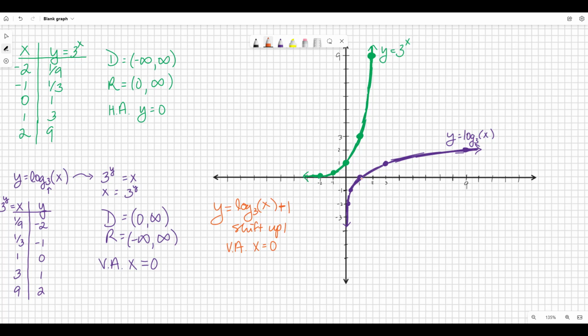Okay, so let me do the easier points first. So instead of 1, 0, we're going to be at 1, 1. And instead of 3, 1, it'll be 3, 2. And instead of 9, 2, it will be 9, 3. So I'm inside my function. That's okay. Okay.